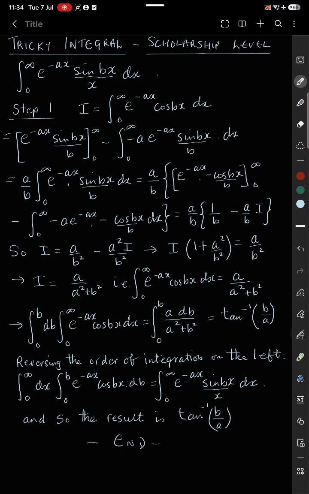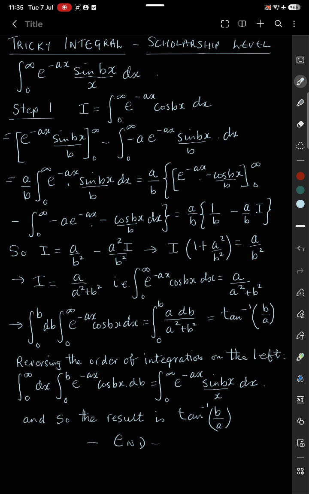Okay. Now, moving on from there, as I said, the first part of that comes to 0. So we now have a over b integral between 0 and infinity, e to the minus ax sine bx over b integrated with respect to x. And so, again, we need to use integration by parts a second time.